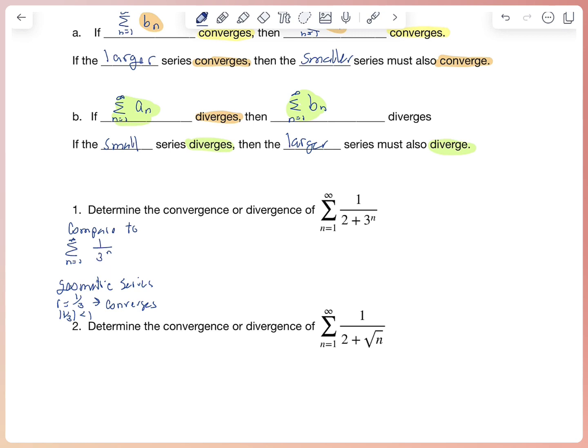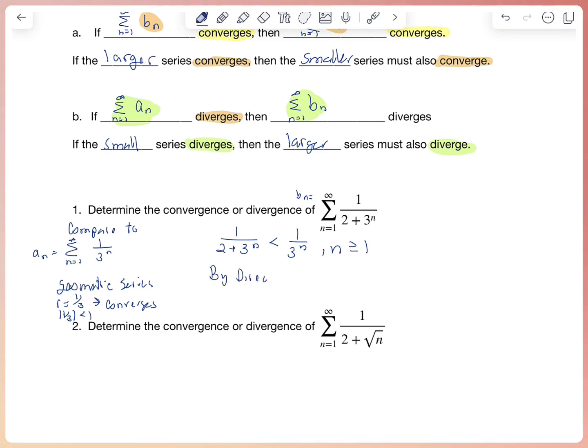So I need to compare the fraction 1 over 3 to the n to the fraction 1 over 2 plus 3 to the n. So I need to compare my a sub n and my b sub n together. And I'm hoping the one I picked is larger than the one given. So we're going to look at 1 over 2 plus 3 to the n and 1 over 3 to the n. So notice the denominator of the first fraction is larger than the denominator of the second fraction, so that means it's a smaller fraction. So that means 1 over 2 plus 3 to the n is smaller than 1 over 3 to the n, which meets our requirement for a direct comparison test.